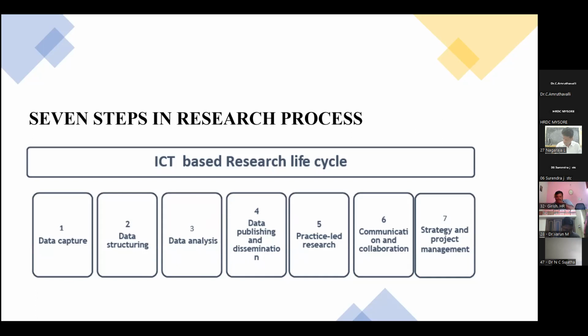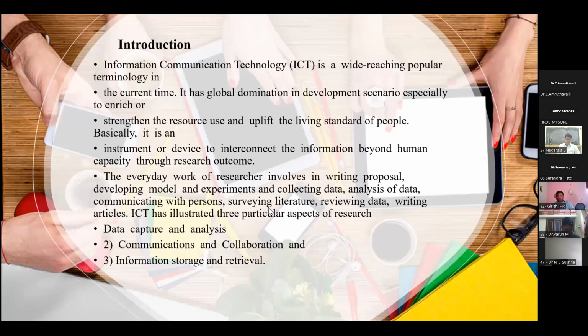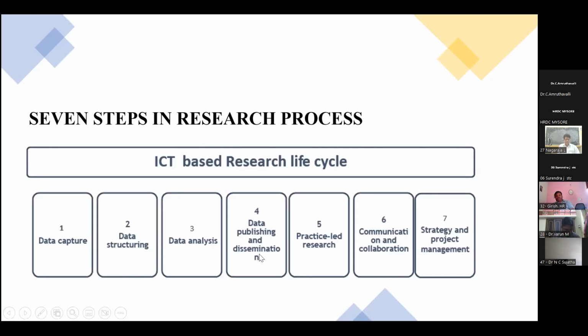Information has to be broadcasted. We will be able to broadcast it by publishing appropriate papers using the data, interpreting the analyzed data, converting that into knowledgeable information, and then publishing in standard reviewed journals. Elsevier, at the end, I'm going to show you one of the samples of the topmost journals in the area of life science. So the 4th step is data publishing and dissemination.